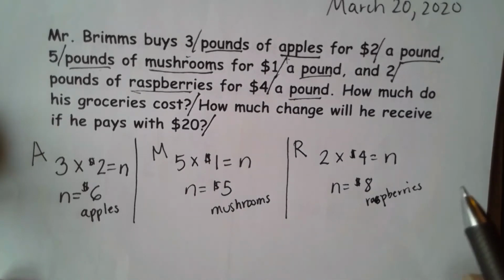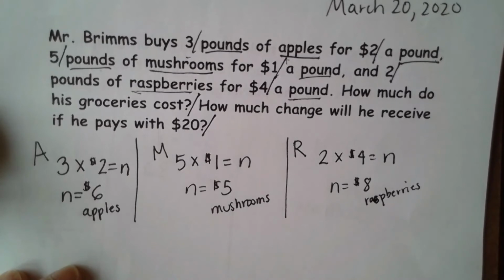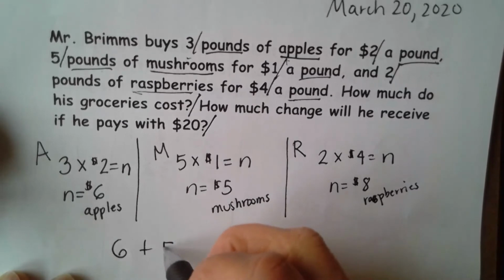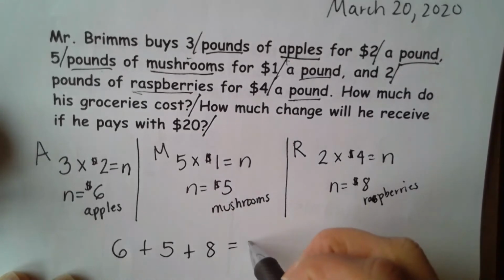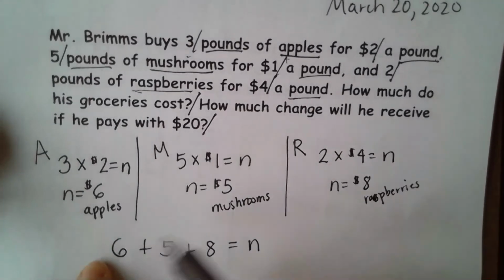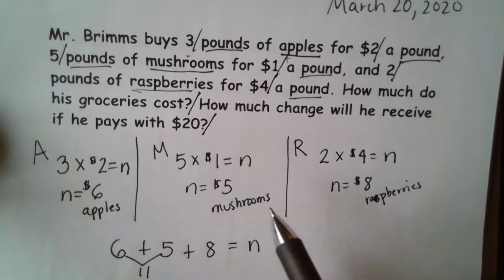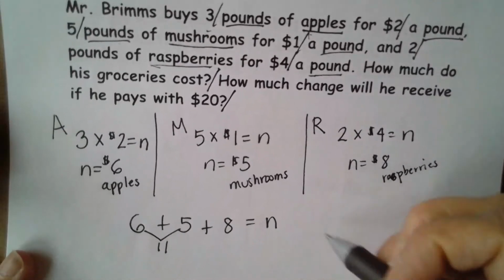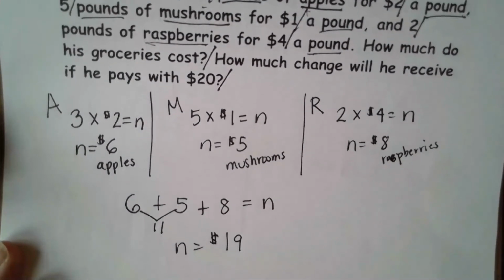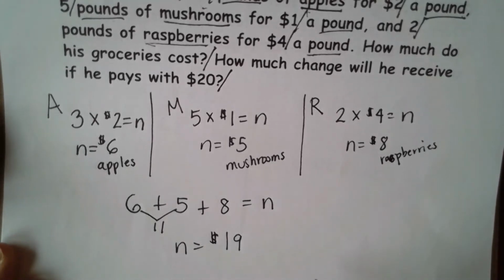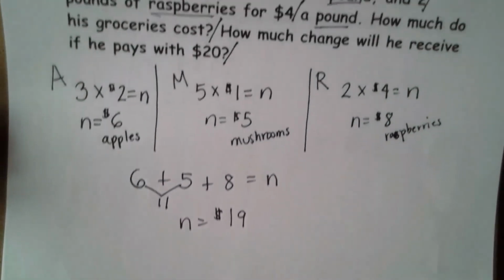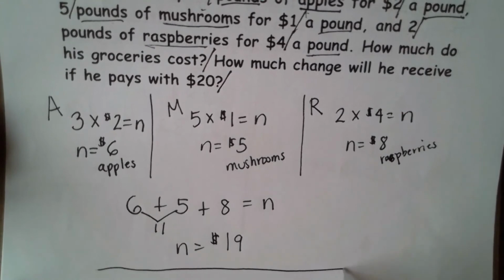Well, we've all been to the grocery store. The way you figure out how much your groceries cost is you add up everything you buy. So the next step I'm going to do is add up the $6 plus the $5 plus the $8 to get this total of how much Mr. Brims is spending on his groceries. Okay, well I know 6 plus 5 is 11, and then 11 plus 8 equals 19. So I know that Mr. Brims spends $19 on his groceries. So I can now finish my first answer statement. His groceries cost $19. Now I'm going to draw a line to split my space.